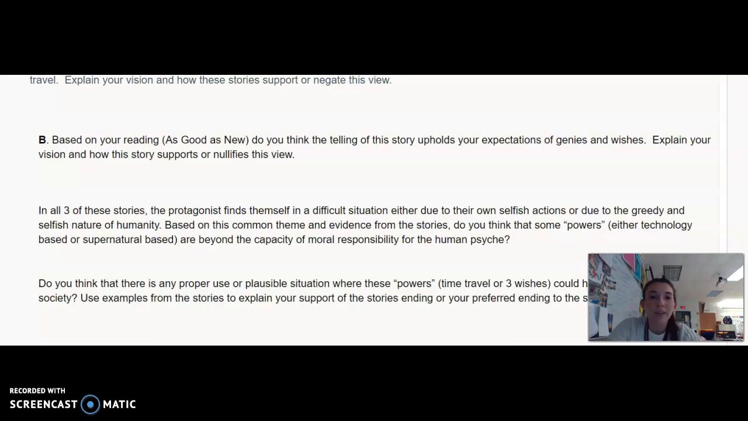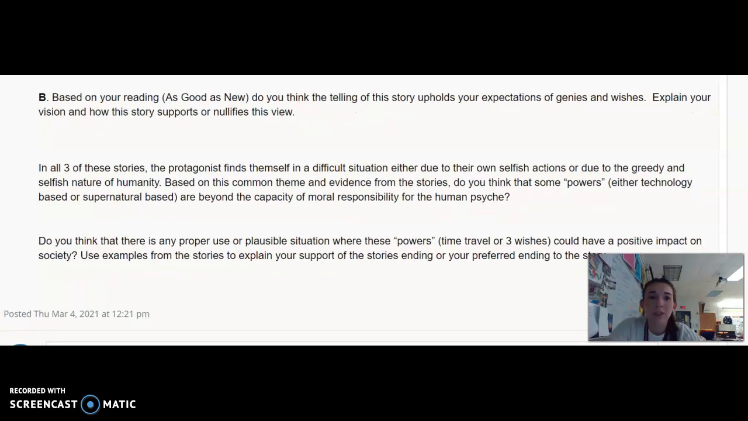In all three of these stories, the protagonist finds themselves in a difficult situation, either due to their own selfish actions or due to the greed and selfish nature of humanity. Based on this common theme and evidence from the stories, do you think that some powers, whether they are technology-based or supernatural-based in fantasy, are beyond the capacity of moral responsibility for the human psyche?